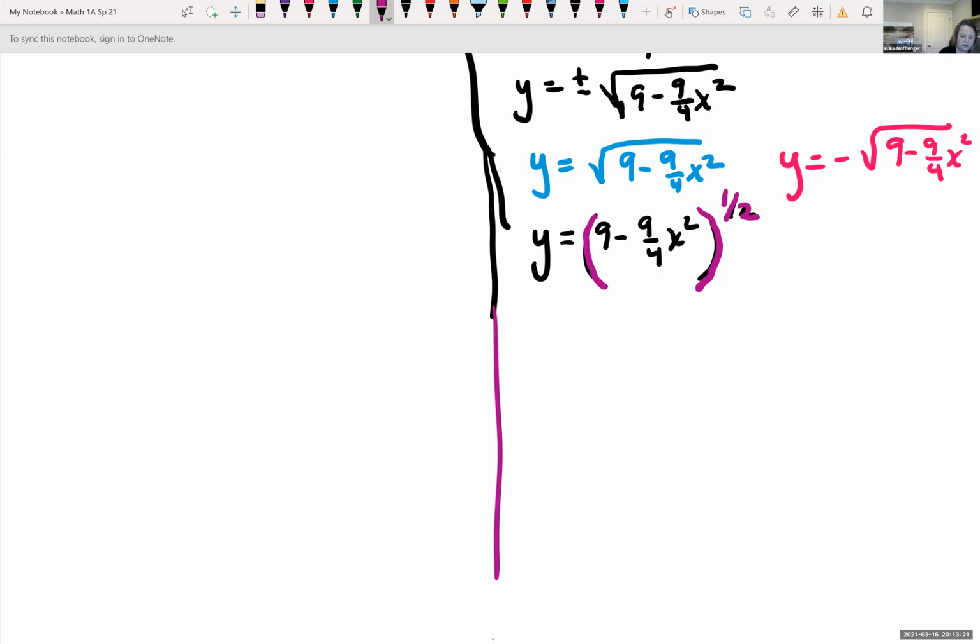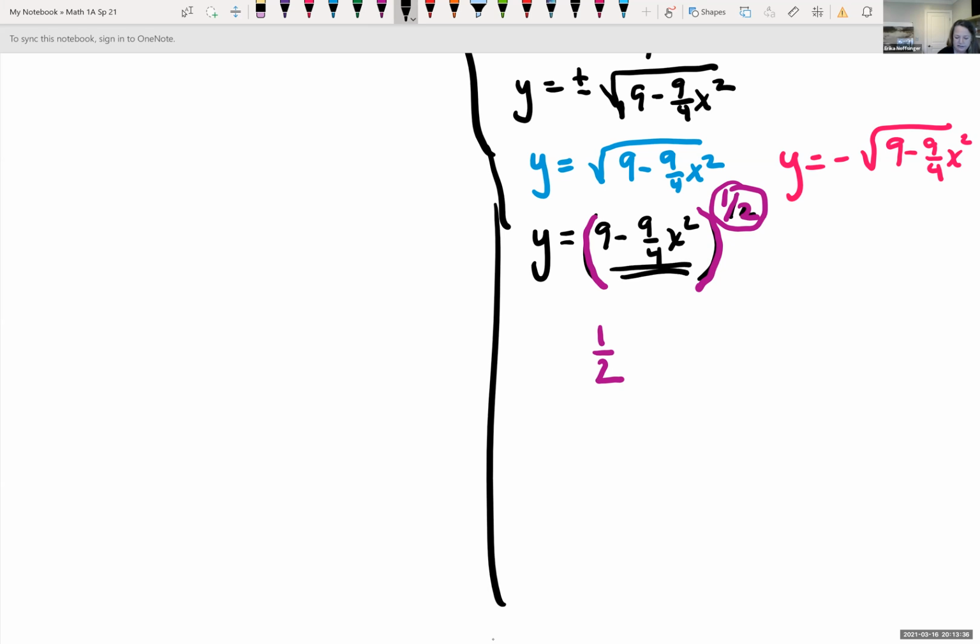So let's take the derivative of the outer. I'm just using the general power rule. I'm taking my exponent, bringing it down front of the inner function, so nothing changes inside the parentheses, 9 minus 9 fourths x squared. Subtract 1 from my exponent, 1/2. So 1/2 minus 1, or 1/2 minus 2/2, is -1/2.